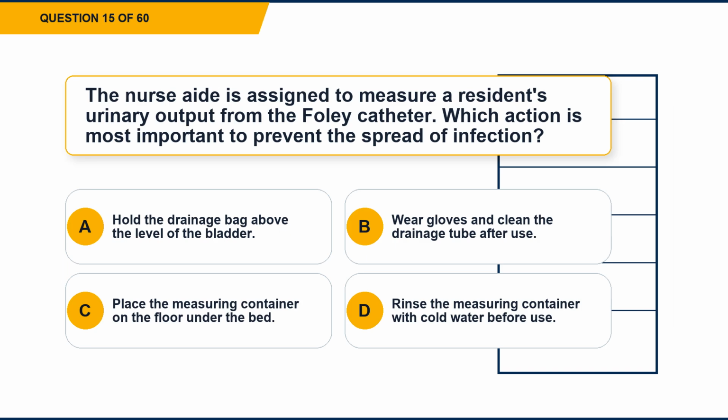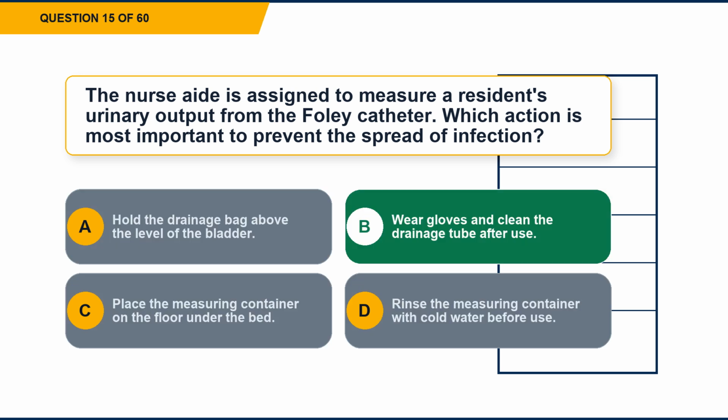Question 15. The nurse aide is assigned to measure a resident's urinary output from the Foley catheter. Which action is most important to prevent the spread of infection? Option A, hold the drainage bag above the level of the bladder. Option B, wear gloves and clean the drainage tube after use. Option C, place the measuring container on the floor under the bed. Option D, rinse the measuring container with cold water before use. The correct answer is option B, wear gloves and clean the drainage tube after use.